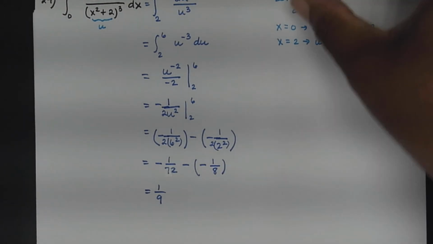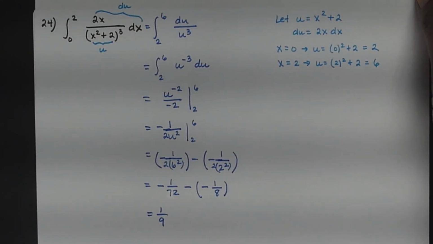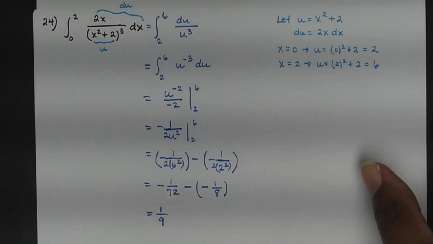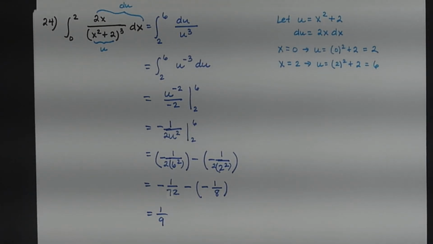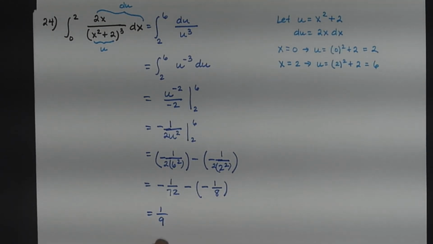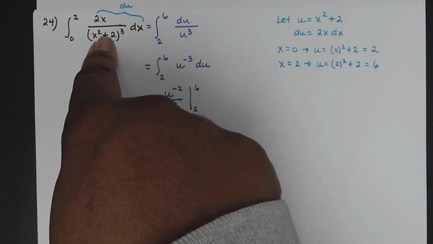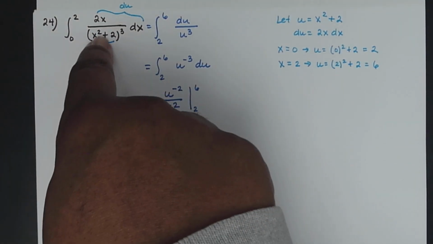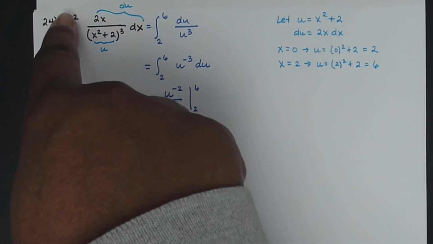So in this case here, the integral from 0 to 2 of 2x divided by x squared plus 2 quantity cubed dx will end up being 1/9. That represents the area bounded by this curve and the x-axis from 0 to 2.